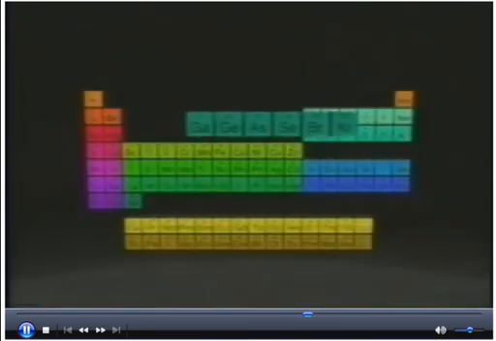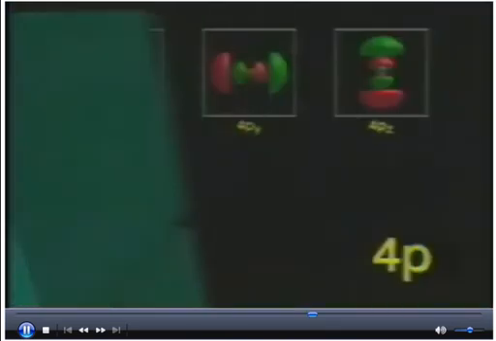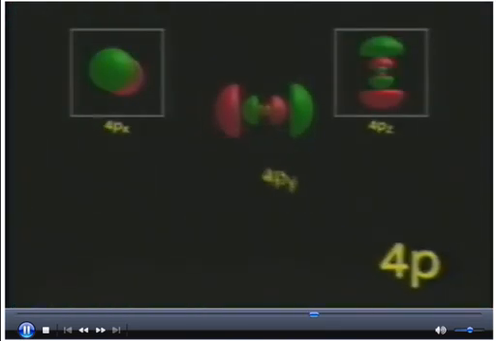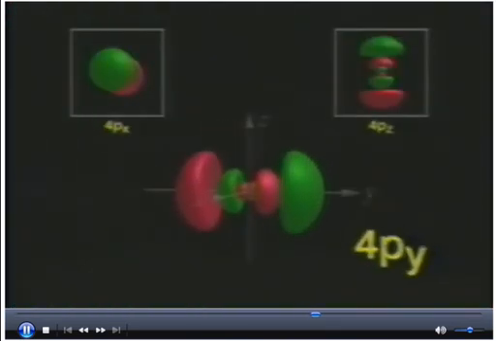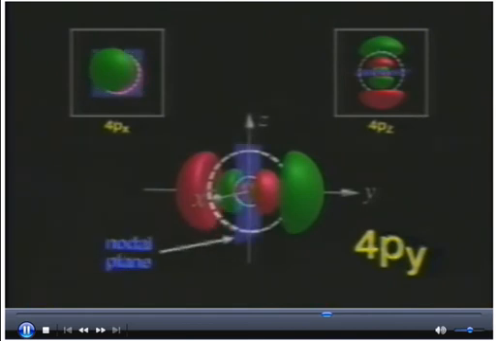The next 6 elements have valence electrons in the 4p orbitals. Like the 2p and 3p orbitals, each 4p orbital primarily points toward an axis. Each 4p orbital has 2 nodal spheres. It also has 1 nodal plane, which defines the position of its lobes.